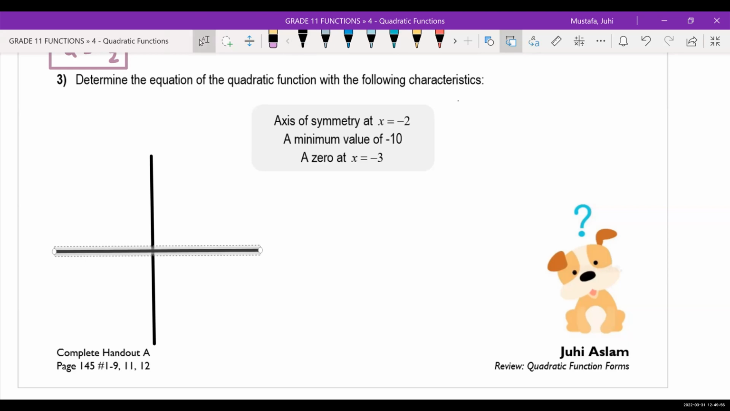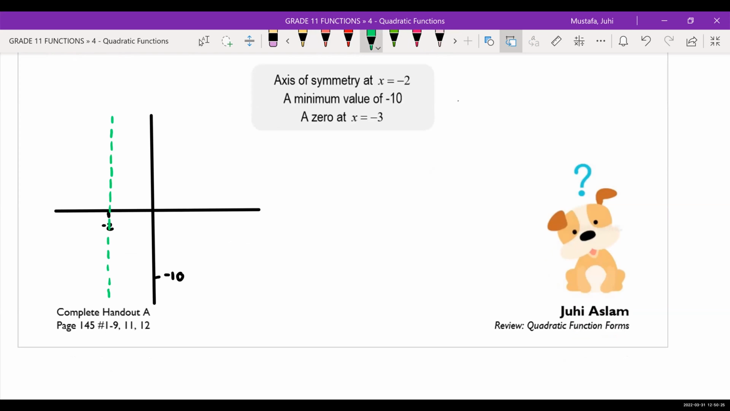So I'm going to draw my grid, and I'm going to try and put in all the information that they told us. So they told us the axis of symmetry is at -2. And they told us that we have a minimum value at -10. Now remember, your axis of symmetry is the part of the parabola that is split into 2. So we're going to say this is x is equal to -2. And this information basically is telling me that I'm going to have my vertex down here at -2, -10.